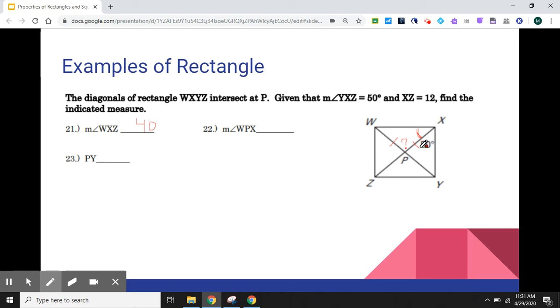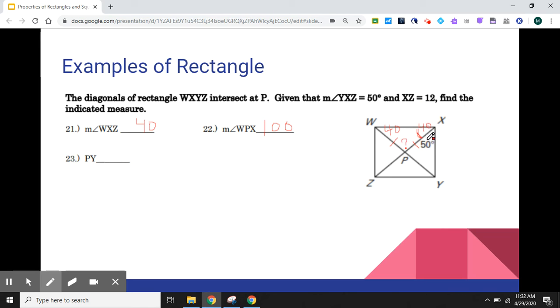So when we have congruent legs in an isosceles triangle, your base angles are congruent. So this angle is 40 in addition to this angle being 40. All three angles in a triangle do add up to 180. So 40 plus 40 is 80, which would make the other angle equal to 100.